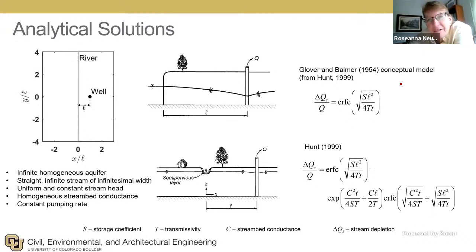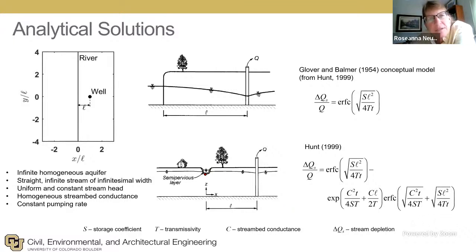Hunt came around in 1999 and said, well, those assumptions that Glover and Balmer used aren't really reasonable. We typically don't have a fully penetrating river. So let's take that into account. Hunt's scenario is in the bottom middle, and his stream only penetrates a little bit of the way into the aquifer, and it has this semi-pervious layer. That semi-pervious layer has a streambed conductance, what I'm calling C, and that's the only new parameter.